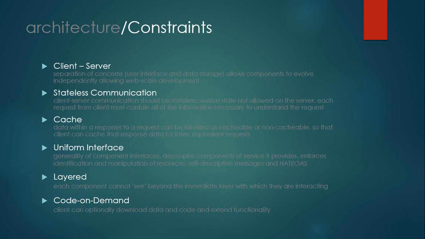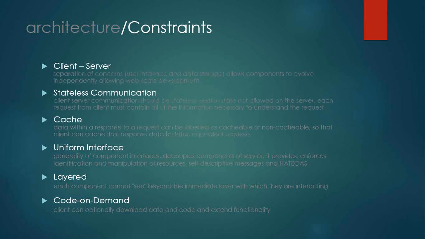We also discuss cache as a key architectural constraint by REST. Uniform interfaces, which is the key distinguishing point of REST architecture style. Last, layered is one of the key component-based architectural styles of REST. In the end, code-on-demand, which is not a mandatory constraint but an optional constraint imposed by REST architecture style. We'll discuss each of these in more detail in a little while.